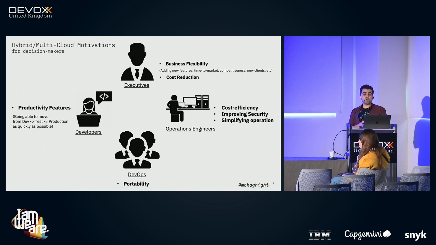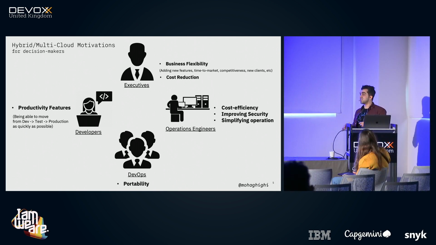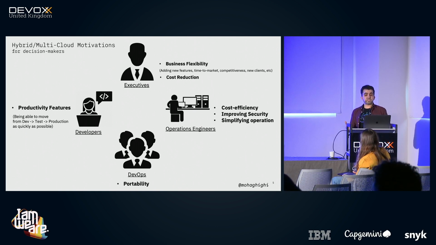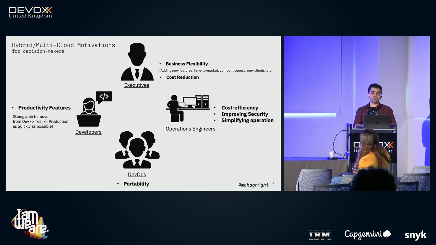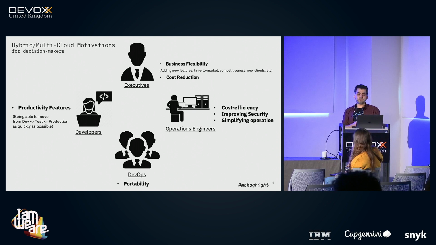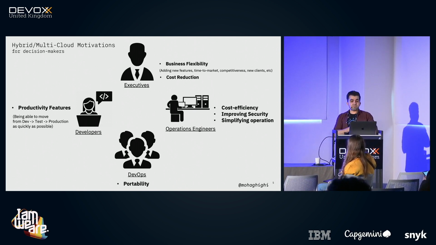Developers are looking for ways to expedite their journey from development to testing, staging, and production. Operation engineers, on the other hand, are motivated to simplify operations, increase security, and obviously reduce cost. But for the last decade or so, there has been a new team called DevOps, which sits somewhere between developers and operation engineers. They're interested in one important factor, and that's portability.